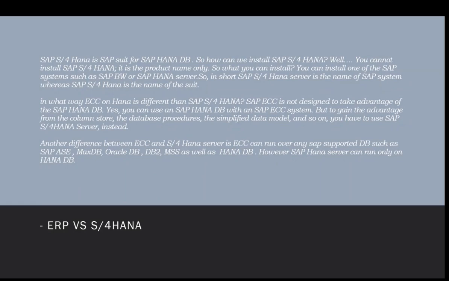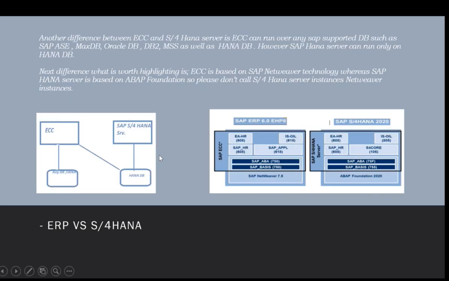Basically, this slide depicts the difference between the ERP and S4HANA systems. What Aman said is that ERP, which we call the ECC system, can run on any database, be it Oracle, SQL Server, MaxDB, Sybase, any database. But S4HANA can only be run on the HANA database. That is one of the major differences. Any idea why this has been introduced by SAP?